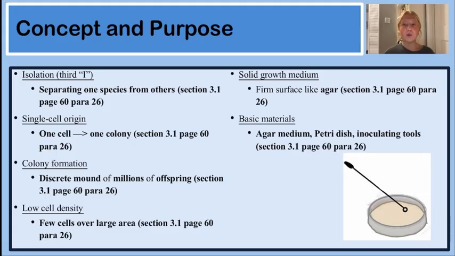For isolation to work properly, only a small number of cells can be introduced, and they must be spread across a large surface so the cells don't grow together. To do this, they use a solid medium like agar, which provides a firm surface to keep the colonies separated. Other materials used are a petri dish and an inoculating tool, which are essential to help transfer and distribute the cells. When done correctly, isolation allows individual microbes to be separated from a mixed population so they can be studied more accurately.